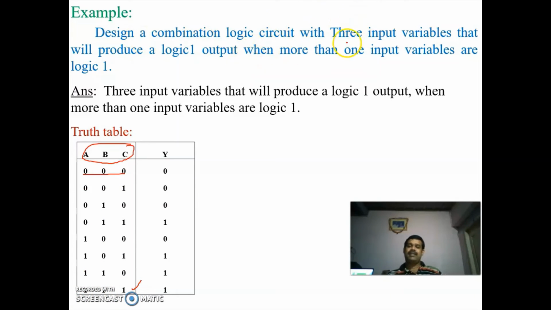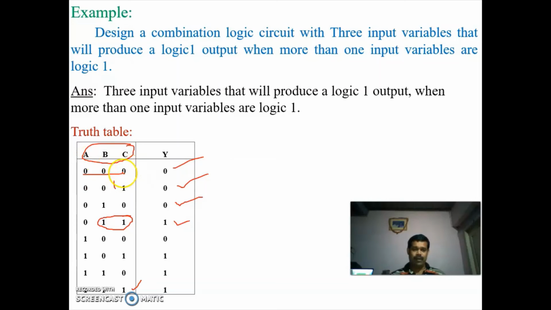So what the question is saying: the output is 1 if more than one input is 1. Here no ones, so output is 0. Here only one 1, so output is 0. Here also only one, output is 0. Here you have two inputs as 1, so output is 1.